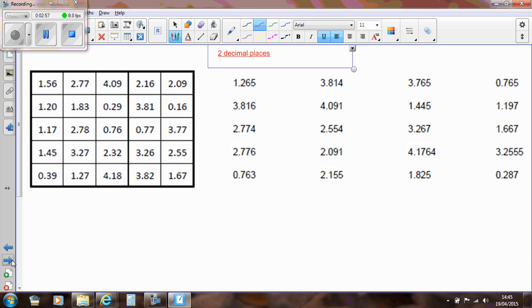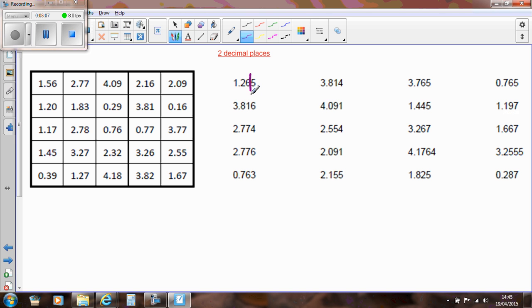Let's have a look at 2 decimal places. Now 2 decimal places means 2 numbers after the decimal point. So this time we put our line 2 numbers after the decimal point. Same thing though, is this 5 or above? Yes it is, which means this number here goes up. So the answer becomes 1.27.